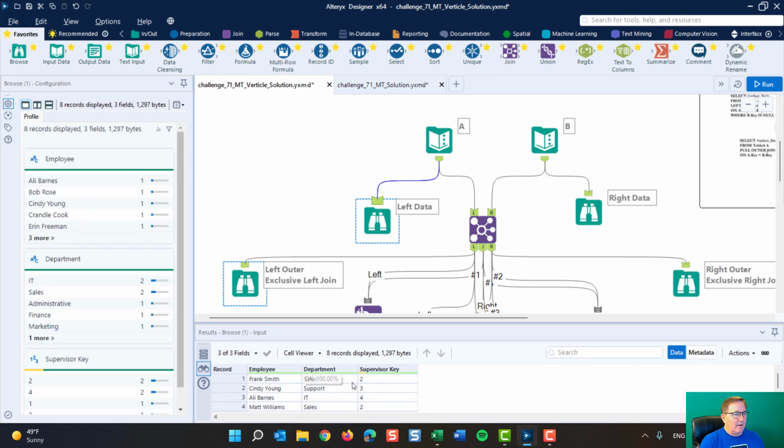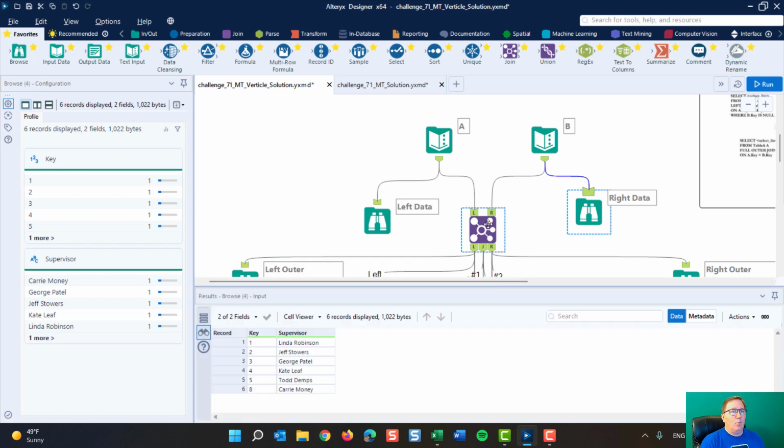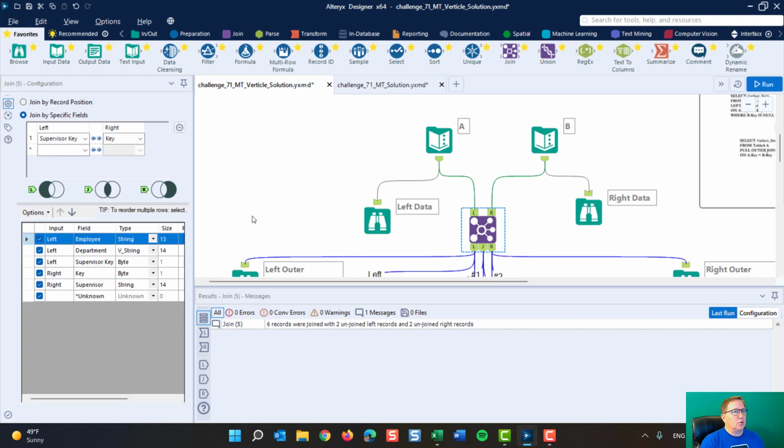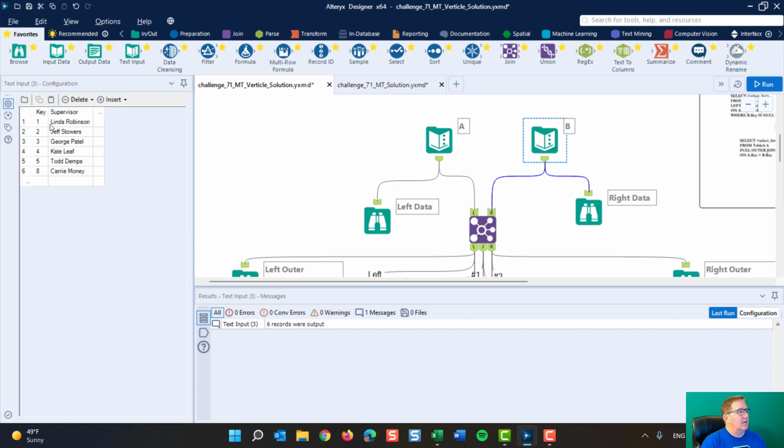and we have 8 records. And over here, we've got the supervisor data, and we've got 6 records. And then we bring them together with the join tool, and you'll see that on the left we're using supervisor key. On the right, it is just called key. When we go and look at our data, we've got a supervisor key, and this is going to correspond to information in the other table that is a key.